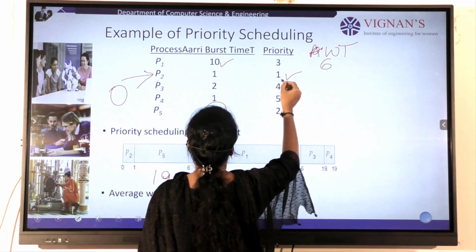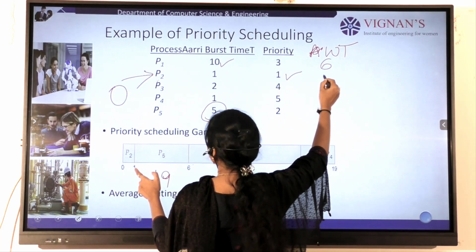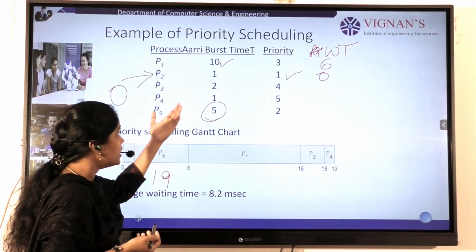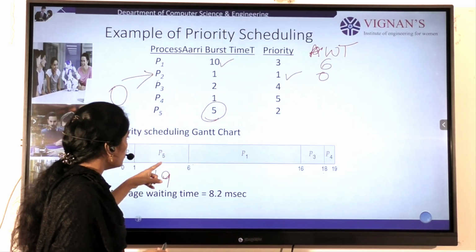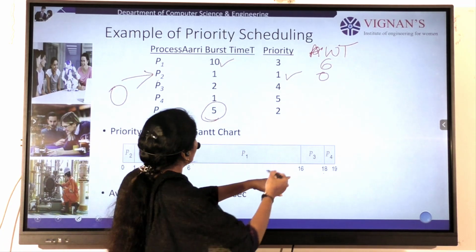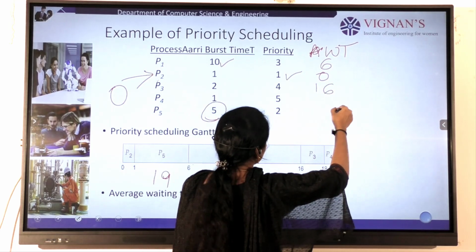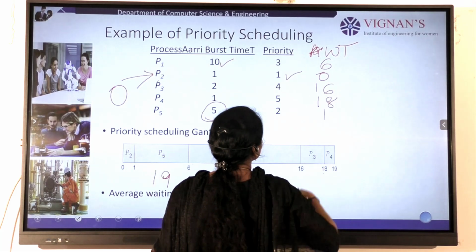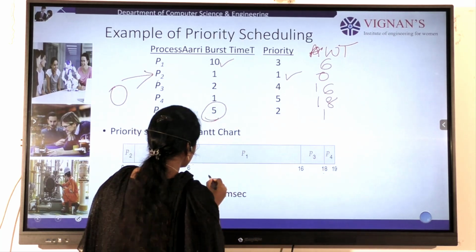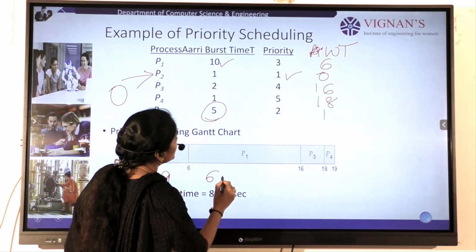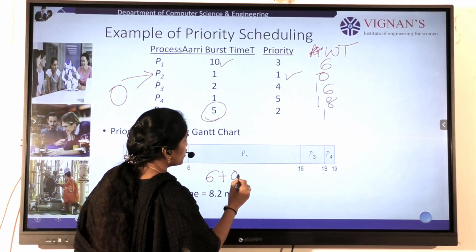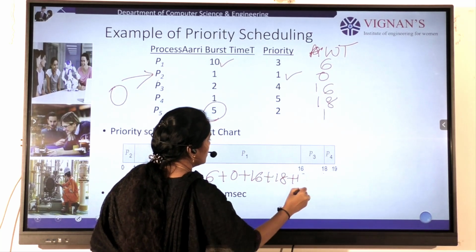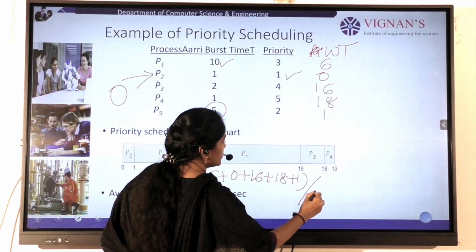Next, process P2's waiting time is 0 seconds, because it has the highest priority. Process P3's waiting time is 16 milliseconds, process P4's waiting time is 18, and for process P5 it is 1. So the average waiting time for the 5 processes is 6 plus 0 plus 16 plus 18 plus 1, whole divided by 5.